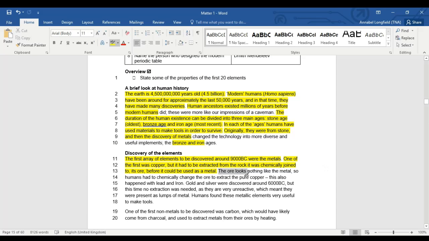Now the ore looks nothing like metal, so humans had to chemically change the ore to extract the pure copper. And this also then happened with lead and iron.